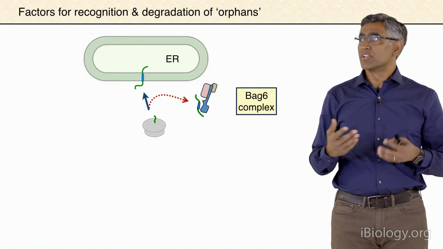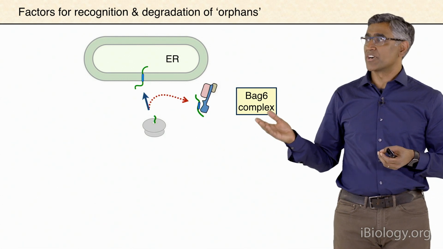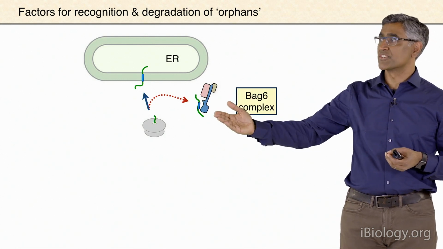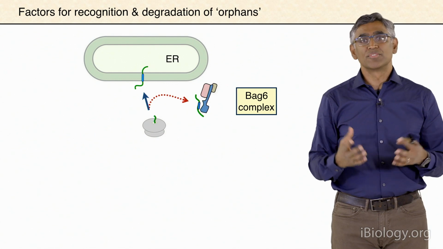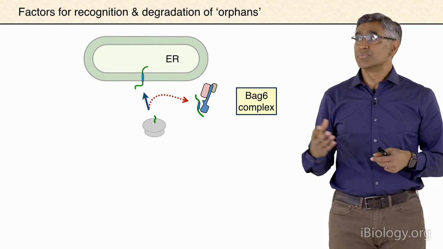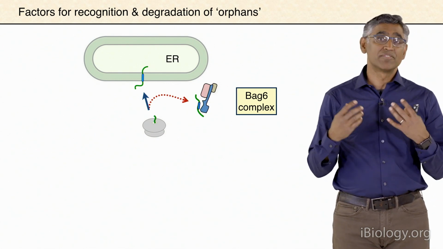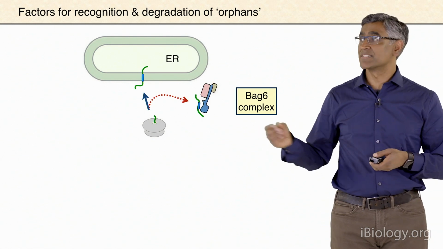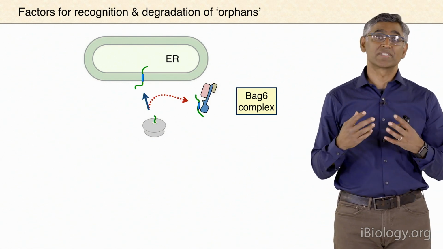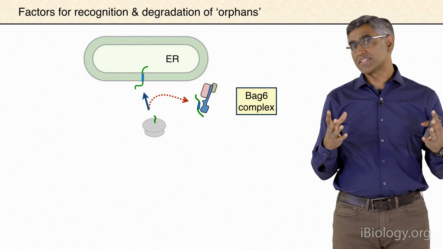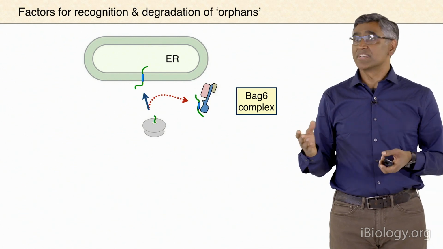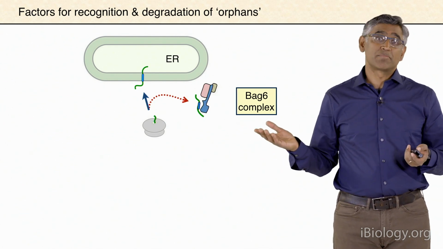So ultimately then, we find that targeting to the ER is prone to occasional failures, and the cell seems to have evolved a mechanism to deal with those failures by having evolved a specific factor that recognizes these mislocalized proteins and targets them for degradation. And this discovery really inspired us to then look for other types of failures.